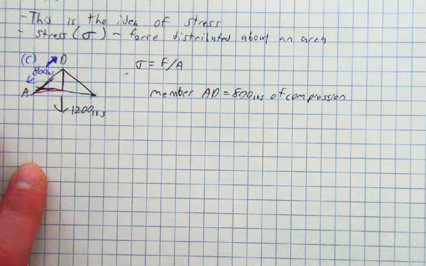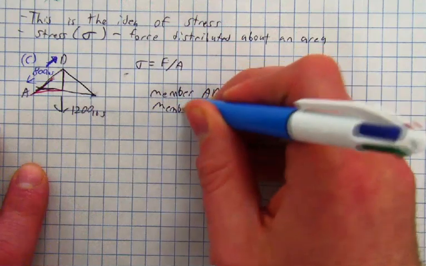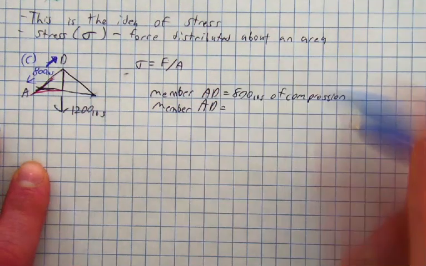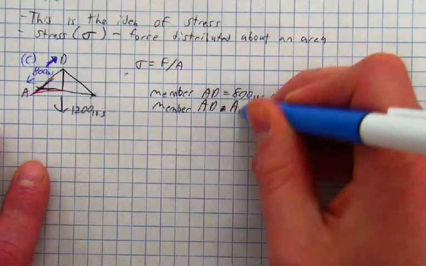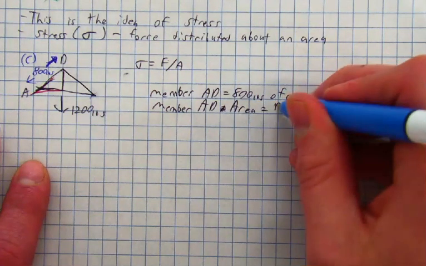All right. So we know the force. All we need is the area. And for member AD, the area, we use rectangles, you might recall when we calculated it. Member AD area equals, the formula for area for anything is usually the base times its height.